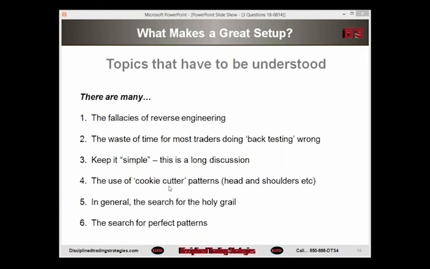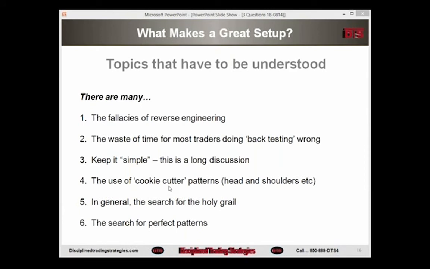But the problem is you have to identify every time it happened and then identify all the times it didn't work. And you know what? You're going to find there's no odds to these patterns at all. They're great theoretical concepts, but you won't make money from them because they're way too generic, way too vague.